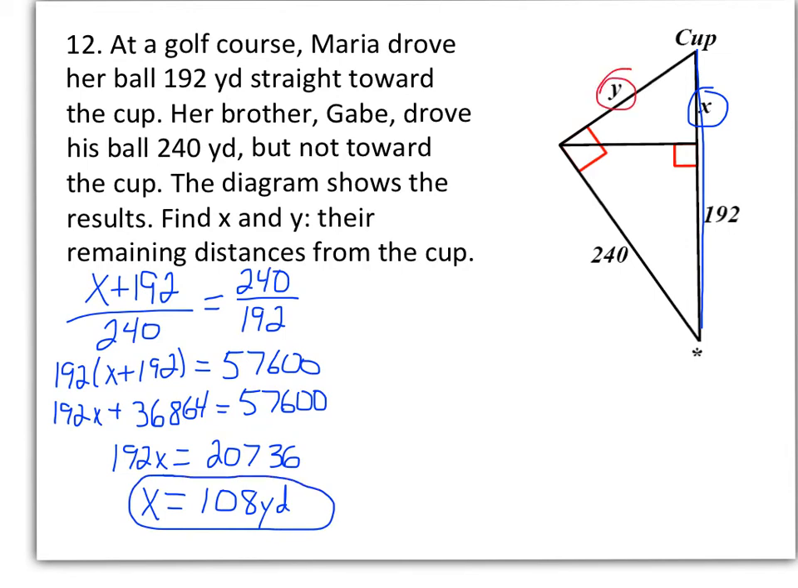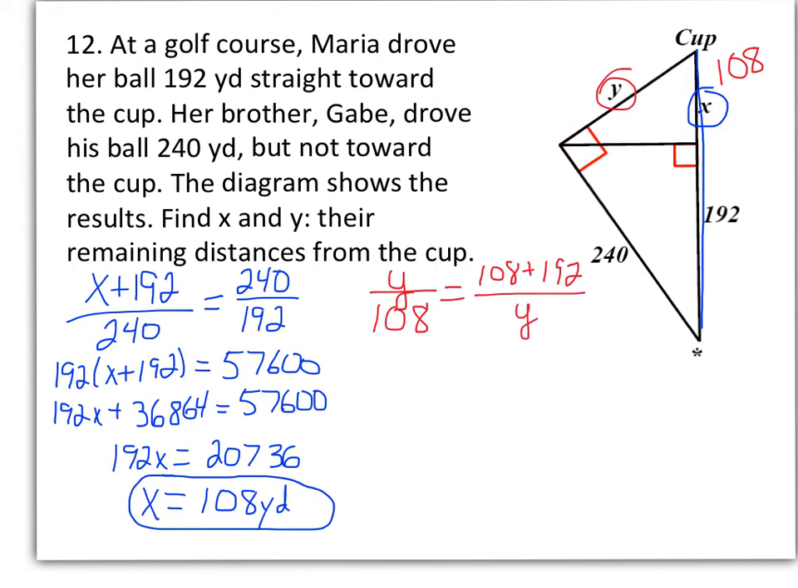Alright, now let's find y, which is Gabe's distance to the cup. So we notice that y is part of the large triangle and our small triangle. And I'm also going to need to utilize x's value, which we found to be 108. So in the small triangle, it is the hypotenuse. So if I put hypotenuse over the shorter side, which we found to be 108, then I need the hypotenuse of my large triangle. So we have to add 108 plus 192, and we'll put that over the shorter side, which is y.